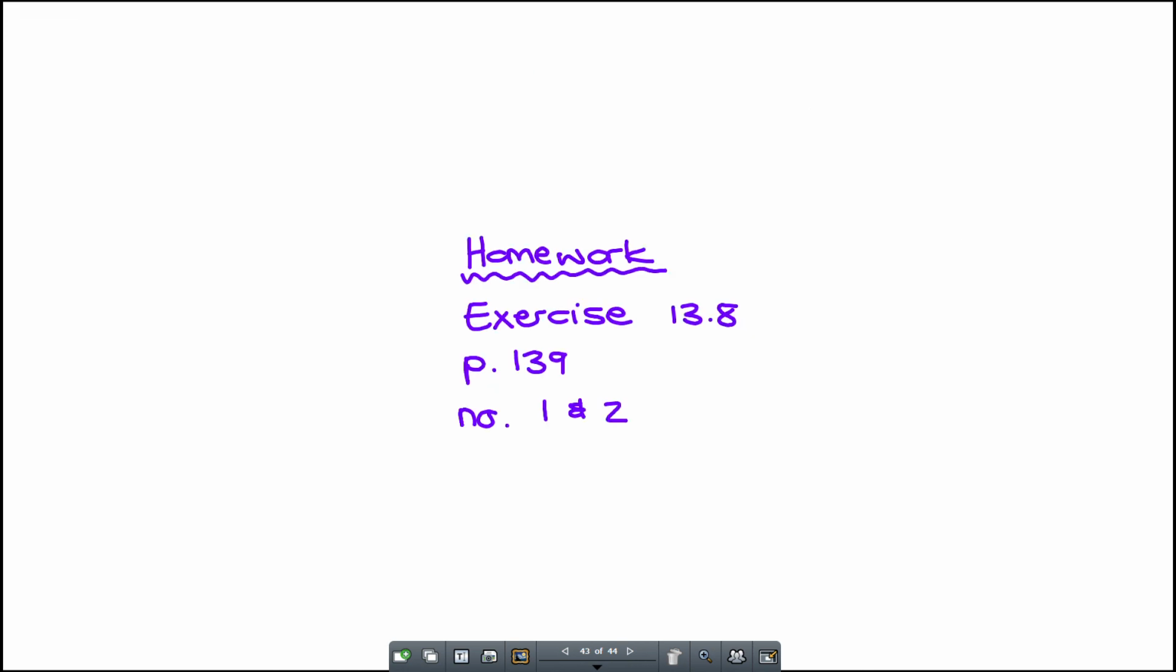Okay, so people, your homework: Exercise 13.8, which is on page 139. Do number 1 and 2.